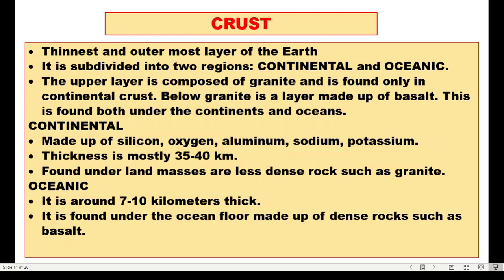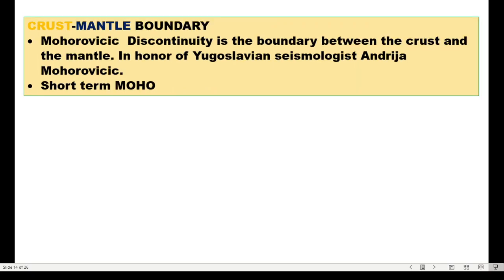While the features of oceanic, it is around 7 to 10 kilometers thick. So, mas makapal pala yung continental kaysa sa oceanic. It is found under the ocean floor, made up of dense rocks such as basalt. So, yung oceanic, kaya siya pumailalim kasi mas siksik or much denser. Yung medyo less dense, pumapaibabaw. Ayun yung natatapakan natin na lupa, yung continental. So, that's the features of the Earth's crust.